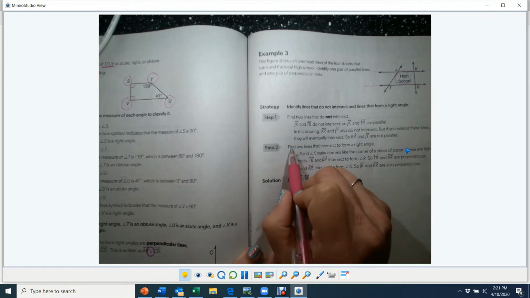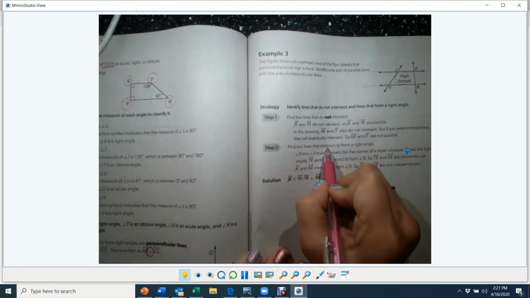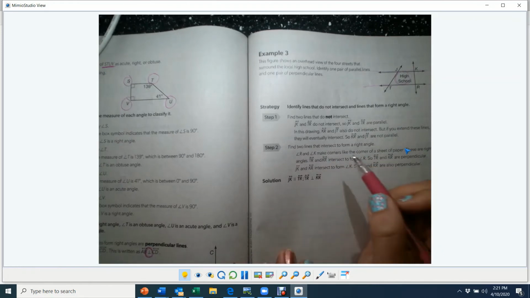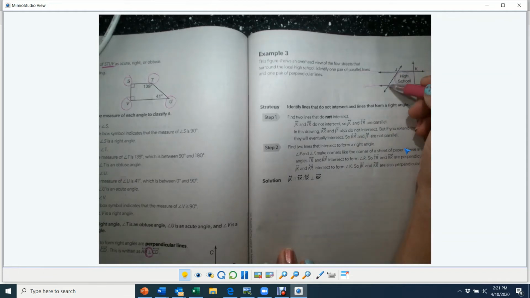Now, to find perpendicular lines, we have to find 2 lines that intersect, but they can't just intersect. For them to be perpendicular, they have to make 90-degree angles. So this one intersects, but look at these angles. They don't form 90-degree angles. But look here. So let's draw some boxes to show that this is forming 90-degree angles, okay?